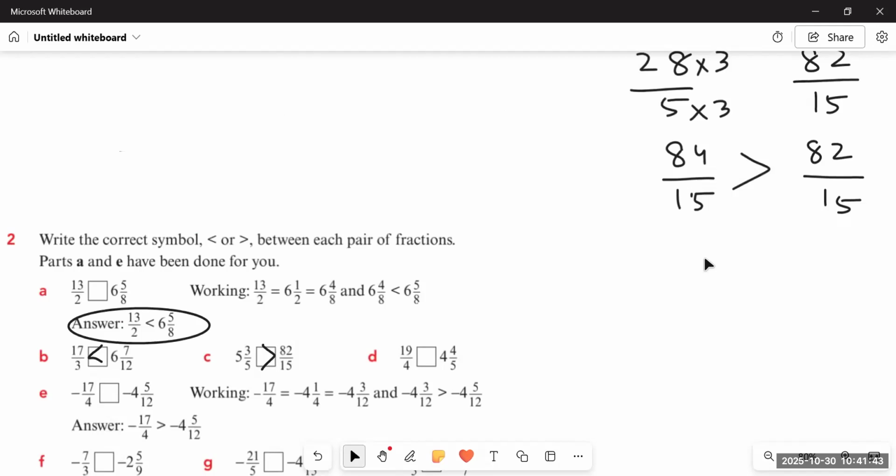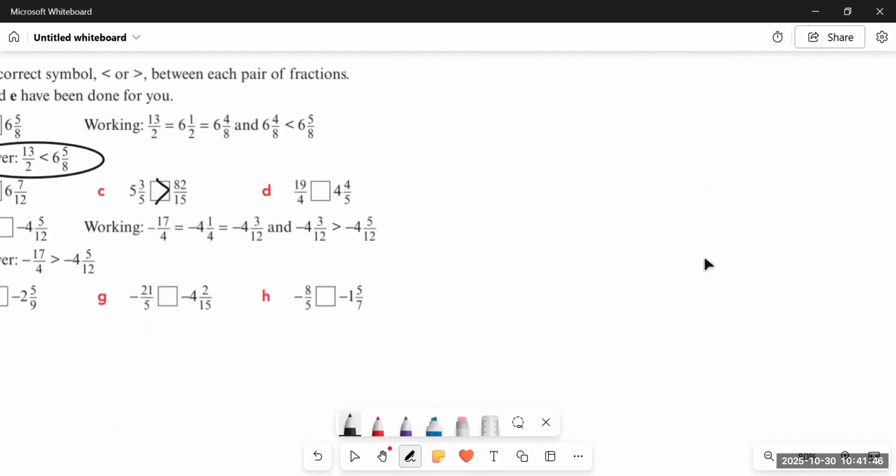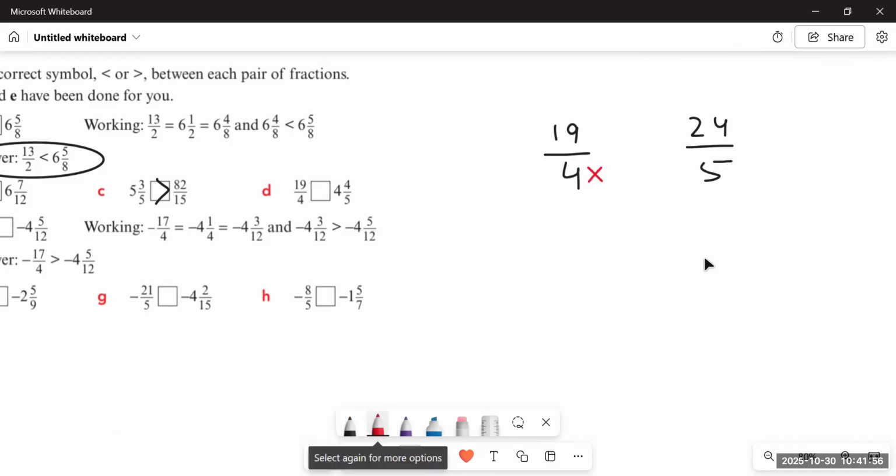Next part says 19 over 4 and 4 fives are 20, 24 over 5. So here, since 4 is not a factor of 5, we have to multiply 4 by 5 and 5 by 4. So 19 fives are 95 over 20 and 24 fours are 96 over 20. So it means 96 over 20 is greater, this one.